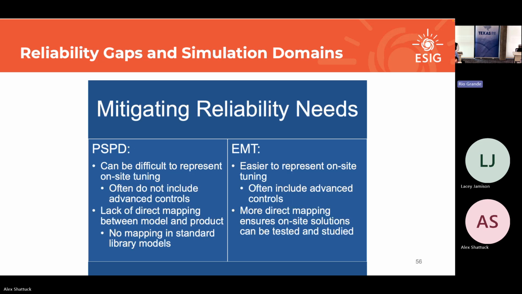So mitigating reliability needs is why we do studies. We study things and plan things so that if something comes up in the study, we can fix it. We talked about it again, so I'll just repeat it quickly. It's really hard to represent the on-site tuning to start your study with, and to go backwards. And also the big thing is PSPD probably doesn't have advanced controls.